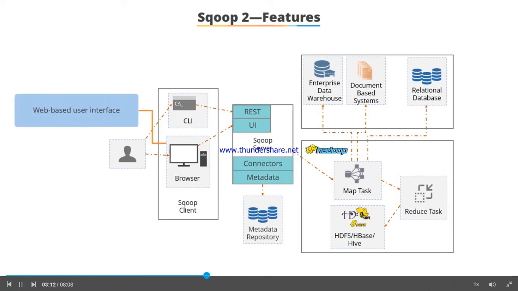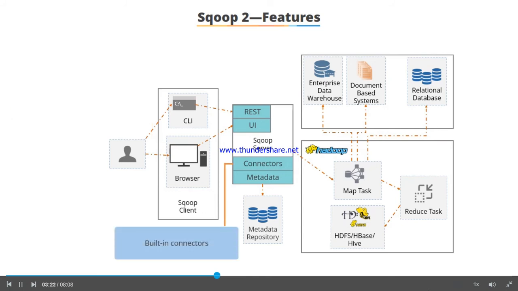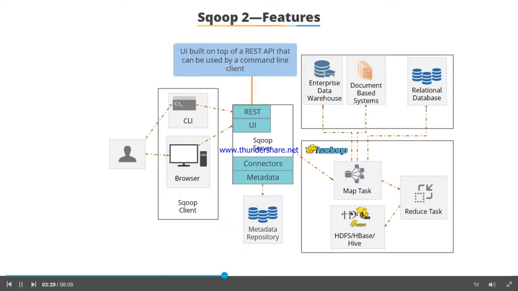Sqoop 2 provides a new web-based user interface, using which a user can walk through an import or export setup easily. Various built-in connectors ensure a user is not tasked with installing or configuring connectors. These connectors communicate the necessary options to the Sqoop framework, which then translates them to the UI. The UI is built on top of a REST API that can be used by a command client, exposing similar functionality. The image on the screen shows the Sqoop-2 architecture.